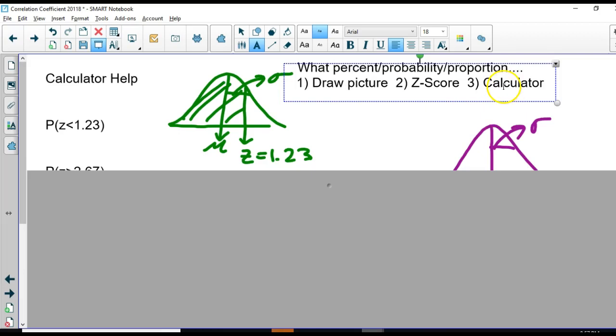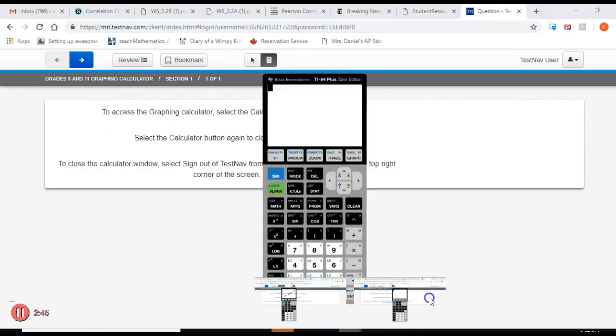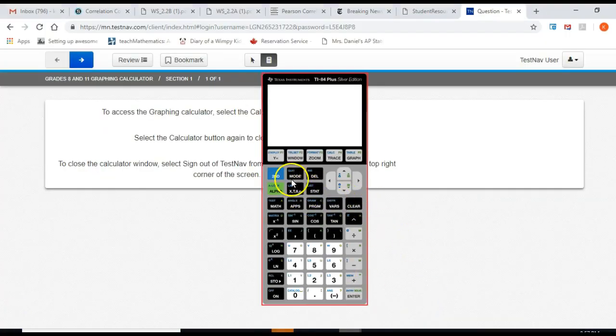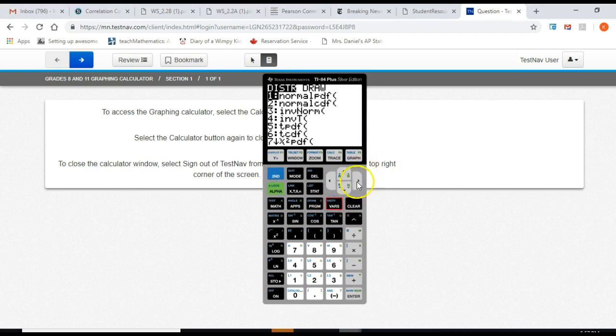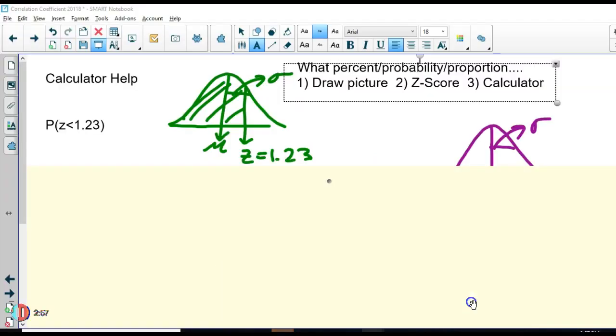Typically we go to the table to find that, but now I'm going to show you how to use the calculator. Okay, so to go to the calculator, I am going to hit second vars. I am going to go to normal CDF. And I'm going to have a lower bound. Now, how do I know what my lower bound is? And I'm going to summarize this all for you here at the end.